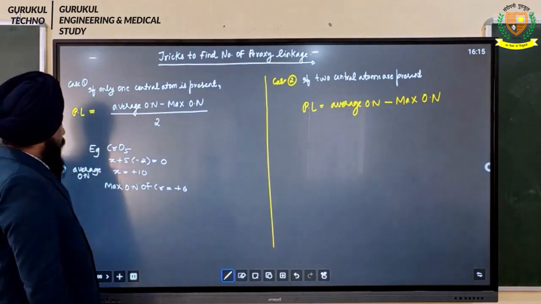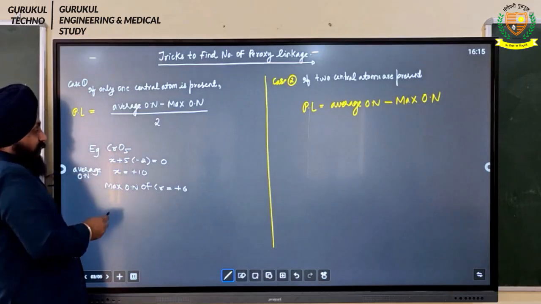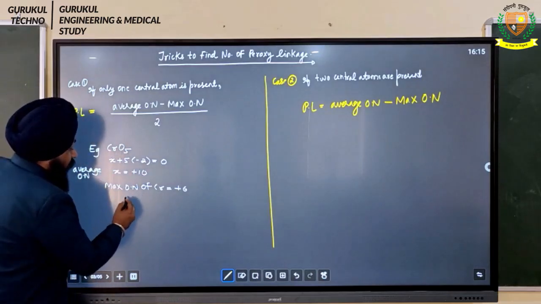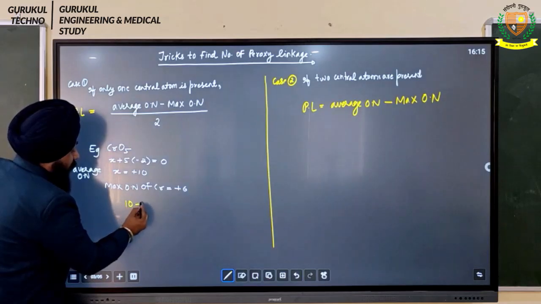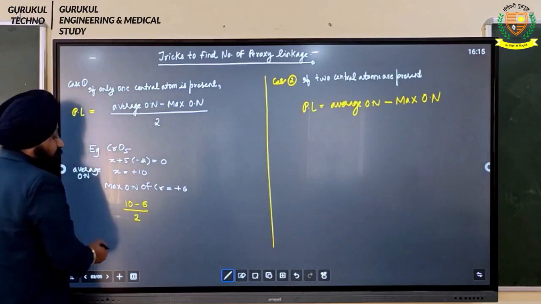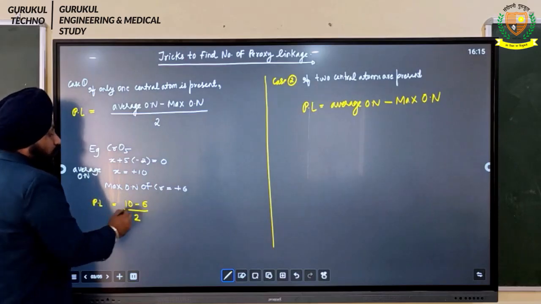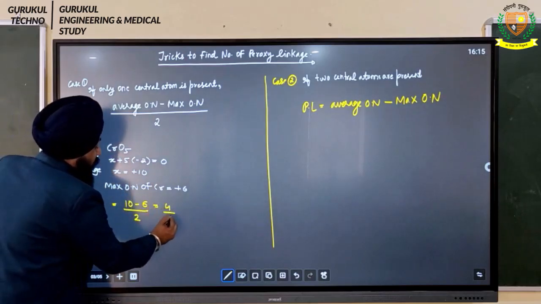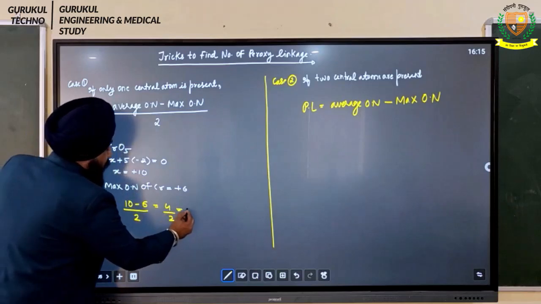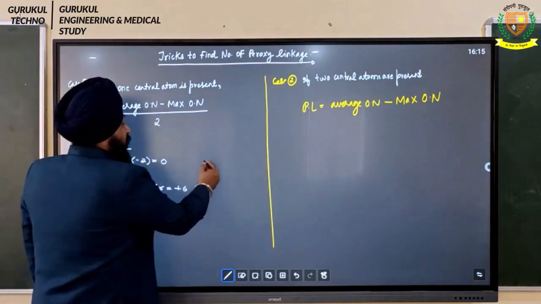So to find out the number of peroxy linkages in CrO5, that is chromium pentoxide, you take the average oxidation number, and the maximum oxidation number is subtracted from the average oxidation number, and you divide it by 2. So you will be getting 4 by 2, so the answer is going to be 2. So there are 2 peroxy linkages present in this.